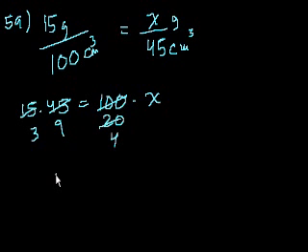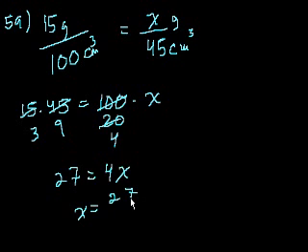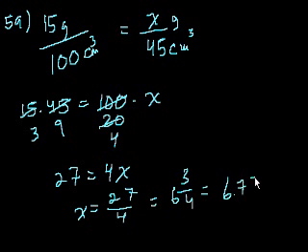3 times 9 is 27, is equal to 4x. Divide both sides by 4. You get x is equal to 27 over 4, and 4 goes into 27 6 and 3/4. All of the numbers are in decimals, so that's 6.75, which is E. 4 times 6 is 24, and you have 3 left over.